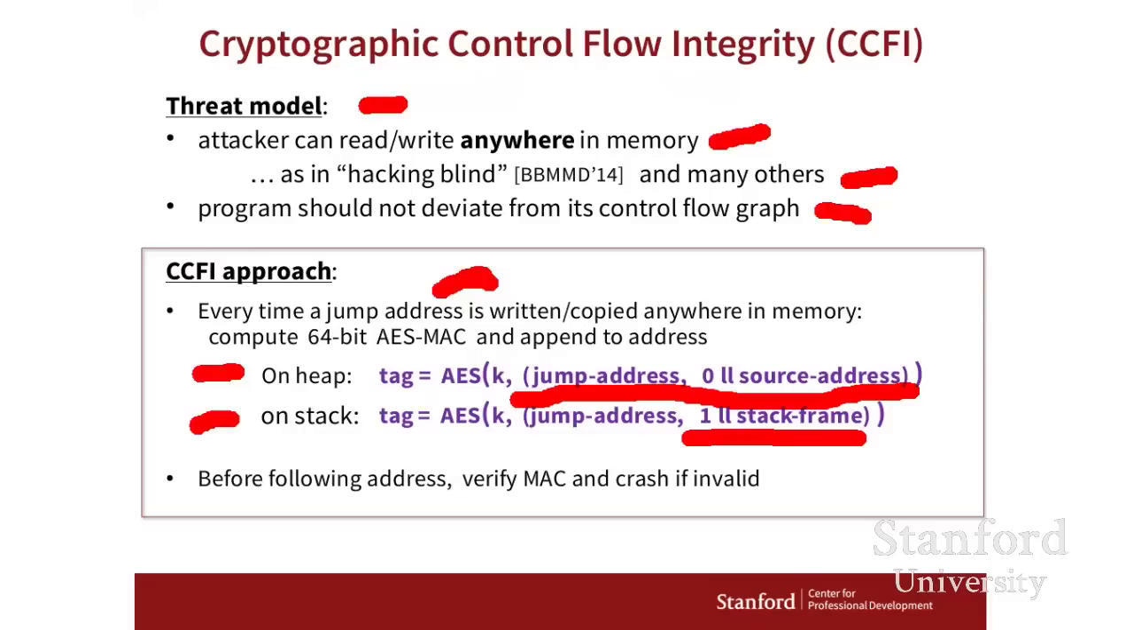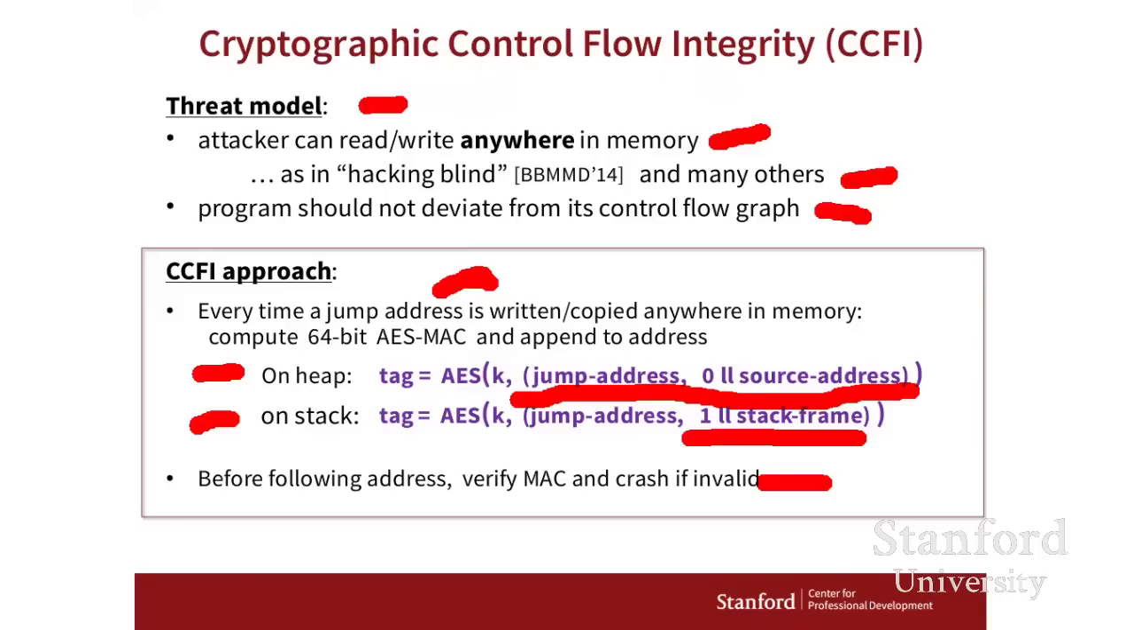And now you can see that every single dynamic address on the heap or on the stack is going to have this integrity tag associated with it. And every time we jump to that address, before we jump, we verify that the tag is valid. So essentially what the program is doing is making sure that that jump address was actually generated by the program and not by the attacker. So we only jump to addresses that the program generates and not addresses that the attacker controls.